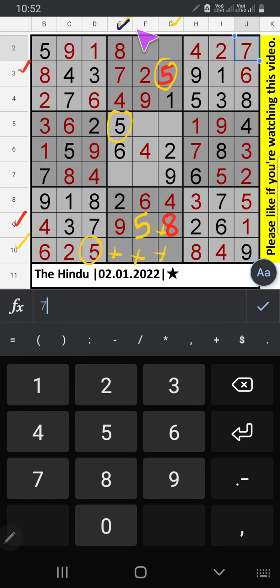Column E, column G, we have 8. So 8 can't come in these cells. In the 7th row, we have 8. So 8 can't come in this cell. 8 is confirmed here. In the 5th row, only 1 number is remaining, number 7. 7 is confirmed here.